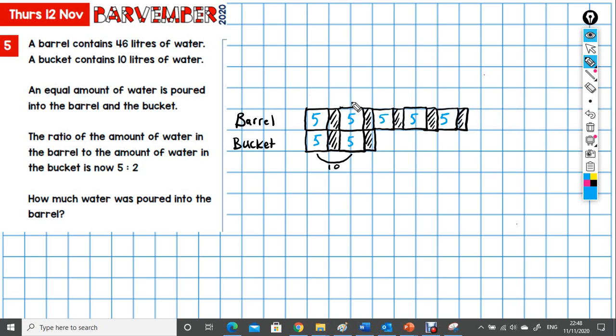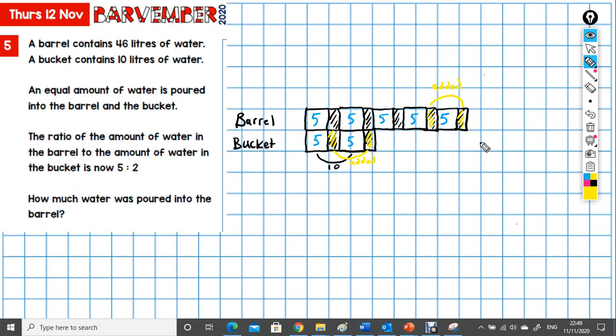Now, what do we know? These two were added. They weren't there at the beginning, okay? And we know that the same amount was added to the barrel as to the bucket. So these two were also the added bits, okay? So we could say that that was added, okay? And these two were added. They weren't there at the beginning.